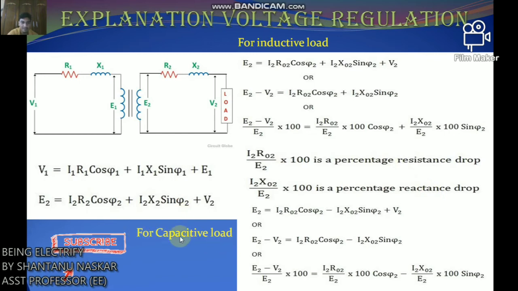Now we will discuss the capacitive load. In capacitive load, E2 equals I2 R02 cos phi 2 minus I2 X02 sin phi 2 plus V2, or we can say E2 minus V2 equals I2 R02 cos phi 2 minus I2 X02 sin phi 2. Dividing E2 on both sides, E2 minus V2 by E2 into 100 equals I2 R02 by E2 into 100 cos phi 2 minus I2 X02 by E2 into 100 sin phi 2. In this way we define the voltage regulation of the transformer.